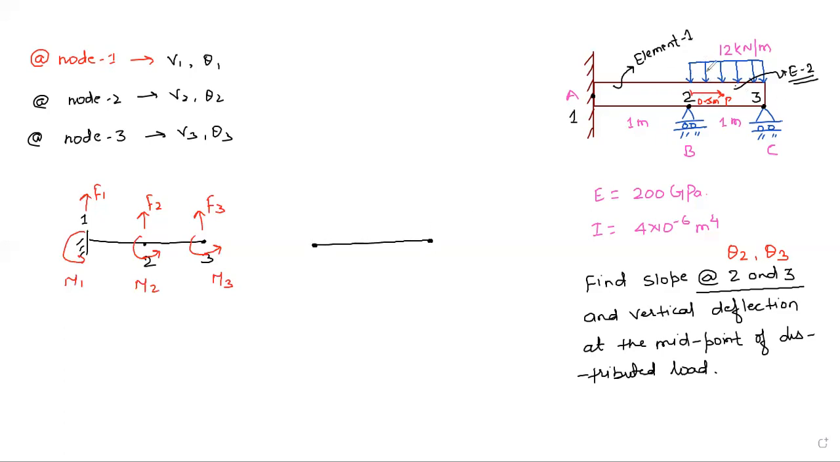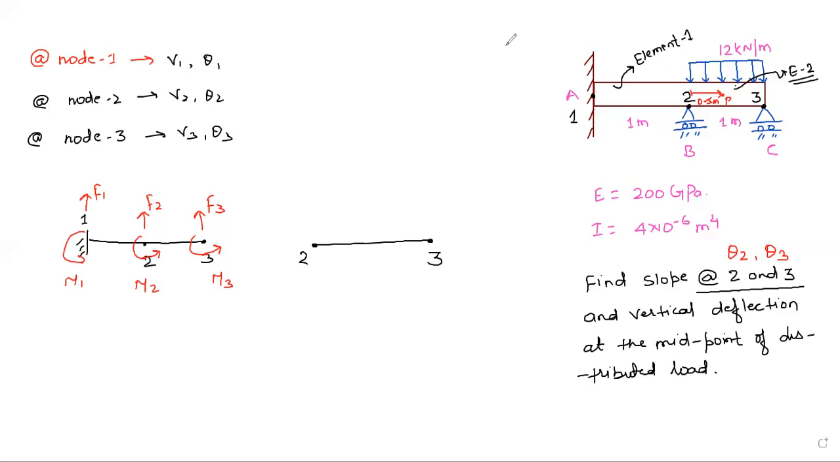That is distributed load, here UDL 12 kilonewton per meter from second node to third node. So there is no need of taking element 1 here, from node 1 to node 2, because if you see element 1, there is no load in element number 1. So we are only going to consider element number 2, which is in between node 2 and node 3.